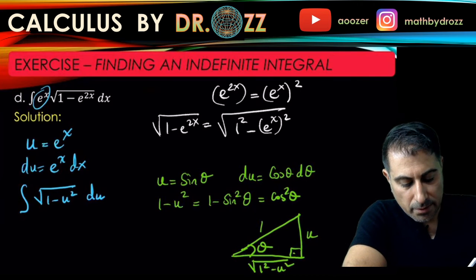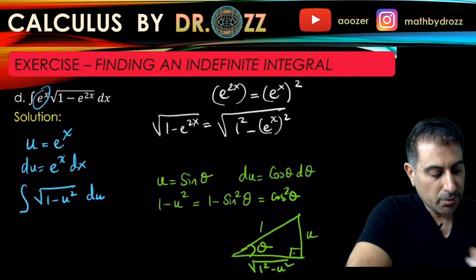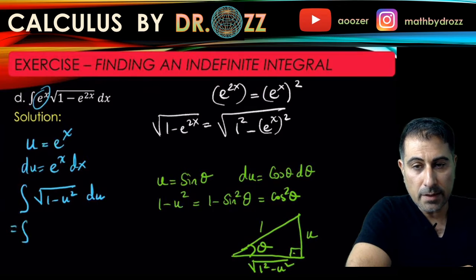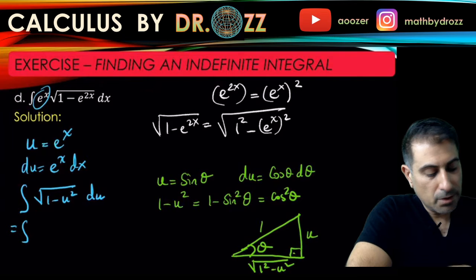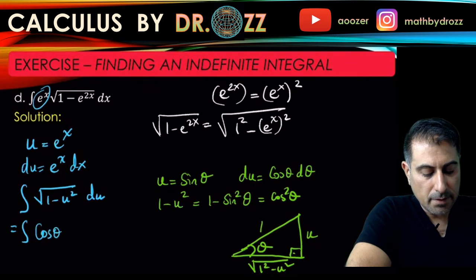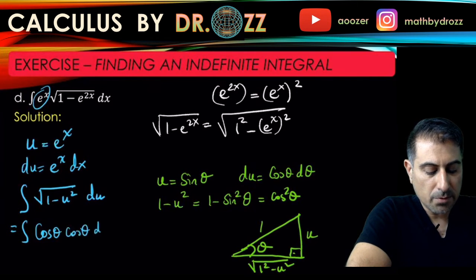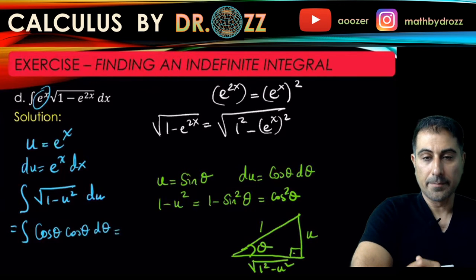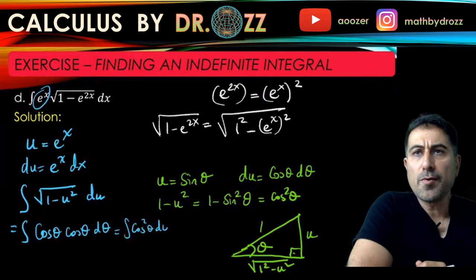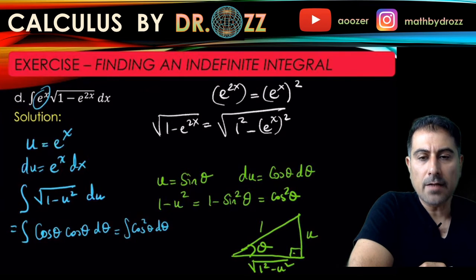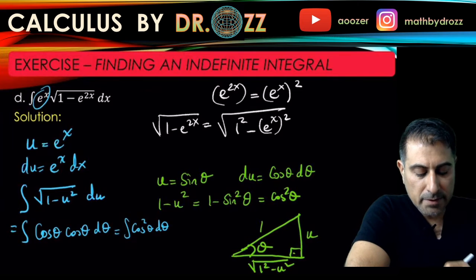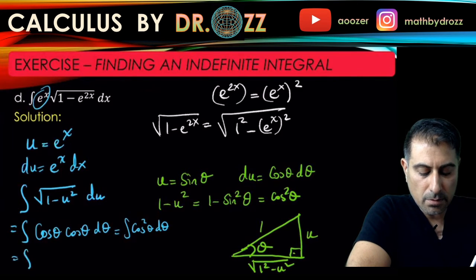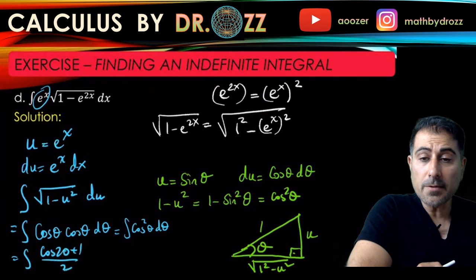All right, so this integral turns out to be, 1 minus u squared is already cosine squared, and we need the radical of that. So that's cosine theta. And du is cosine theta d theta. So this in turn becomes cosine squared theta d theta. When you have an even power of cosine, we use the power reducing formula for cosine squared, the way we got in part C. Okay, and then this is now integrable.